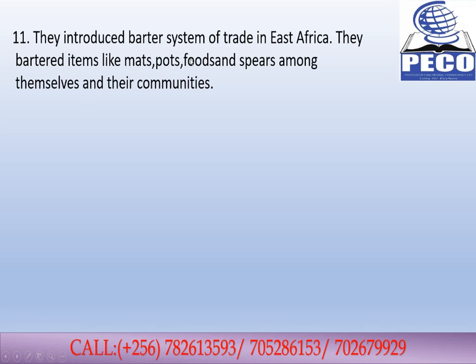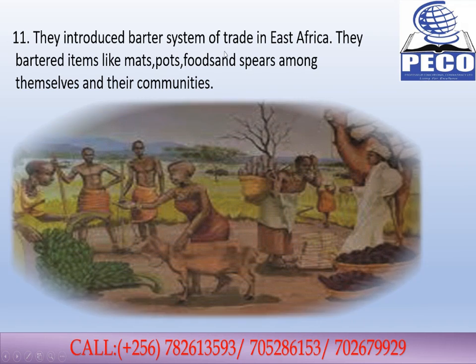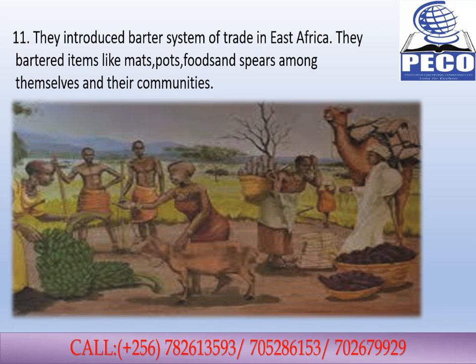But if you have a pot, for example, you can exchange it for a mat. If you have a mat, you can exchange it for food. If you have spears, you can exchange them for pots. That is what we call the barter system of trade. And in the picture below, we are seeing the barter trade system taking place.